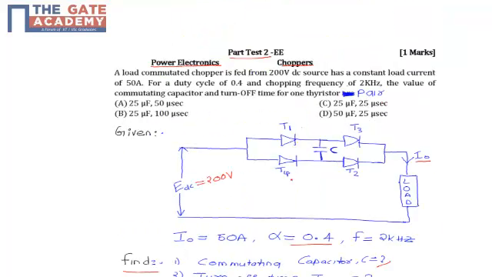The circuit for the load commutating chopper is this. This chopper circuit consists of 4 thyristors: thyristor T1, thyristor T2, thyristor T3 and thyristor T4. The thyristors T1 and T2 form one pair, and thyristors T3 and T4 form another pair, which conduct the load current alternately. And this is the commutating capacitor we have to find. So first we'll calculate the capacitor.